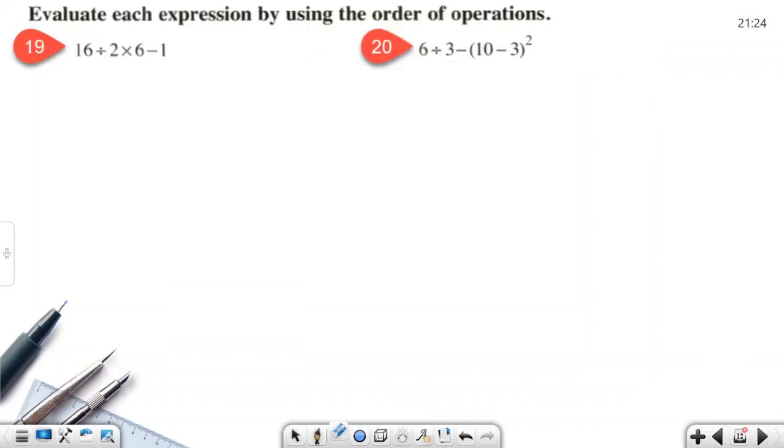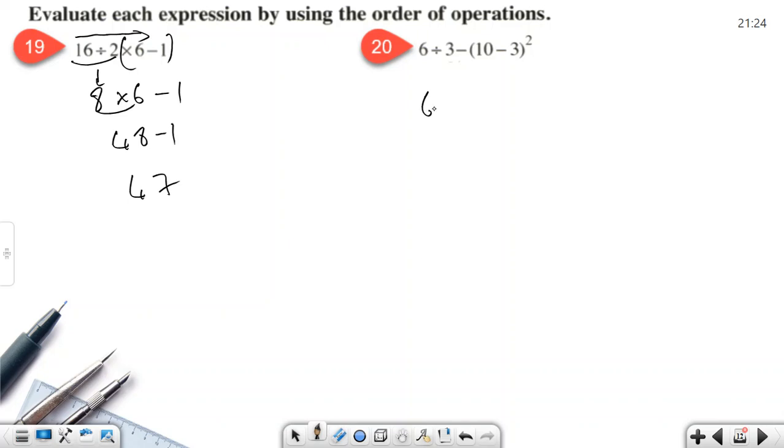That's a good question. Evaluate each expression using order of operations. Okay, what was it? Division and multiplication together, so we need to solve from left to right. 16 divided by 2 comes first. This is 8. Multiply by 6 minus 1. Don't forget, you need to write this part after doing the operation. 8 times 6 is 48, minus 1. 48 minus 1, I hope you know this much, is 47. Again, be careful, here is a parenthesis.